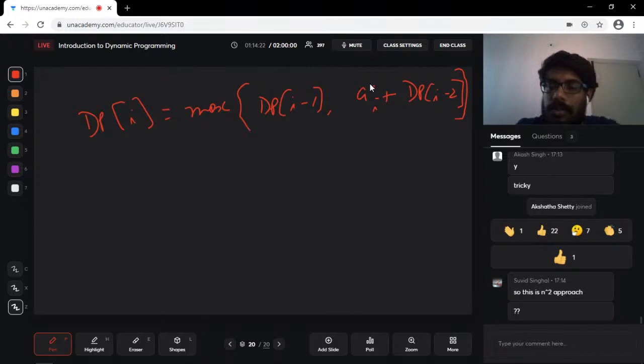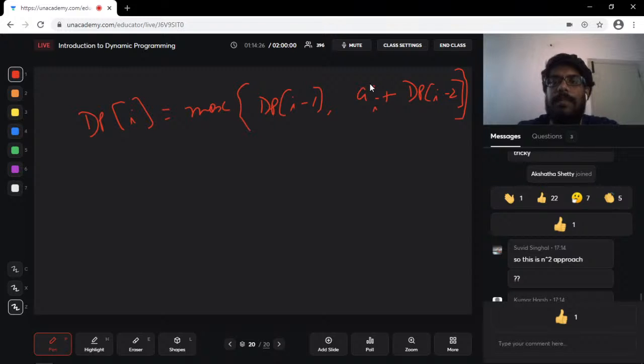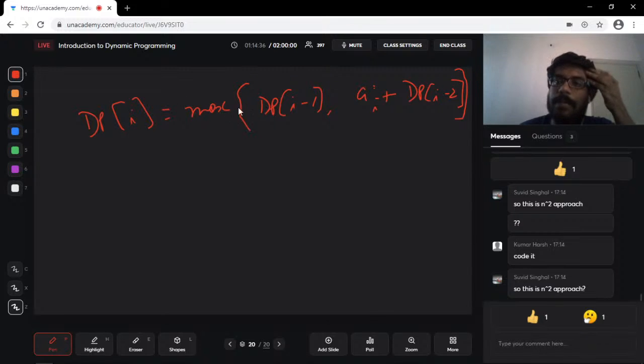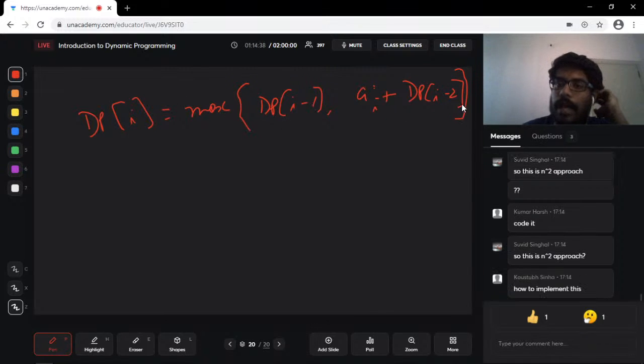So this is all there is to this problem. This is the dp recurrence. This is called the dp recurrence formula. So what we have here is dp of I depends on dp of I minus 1 and dp of I minus 2 and the input AI definitely.